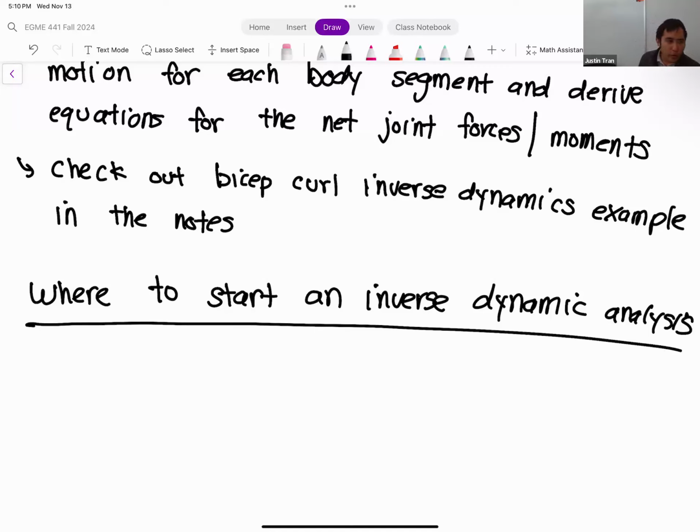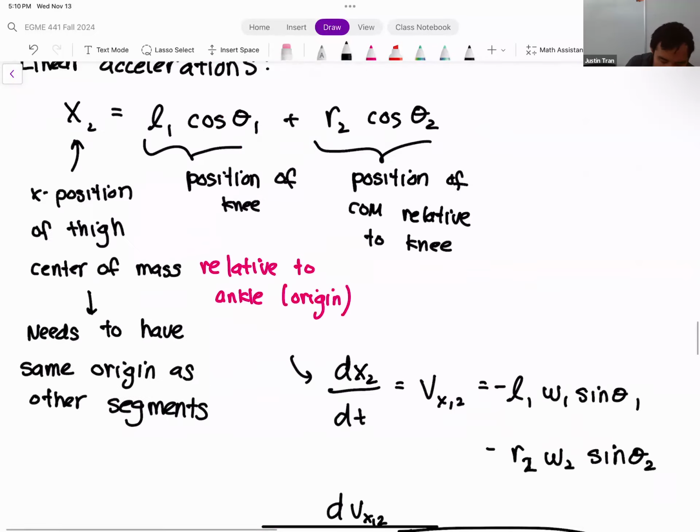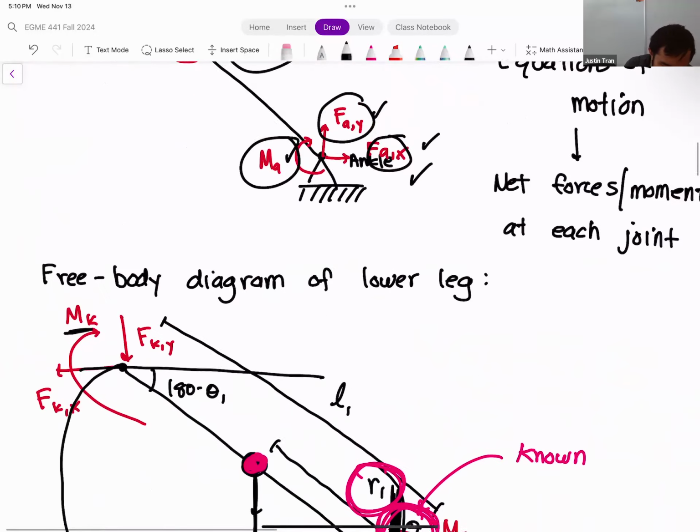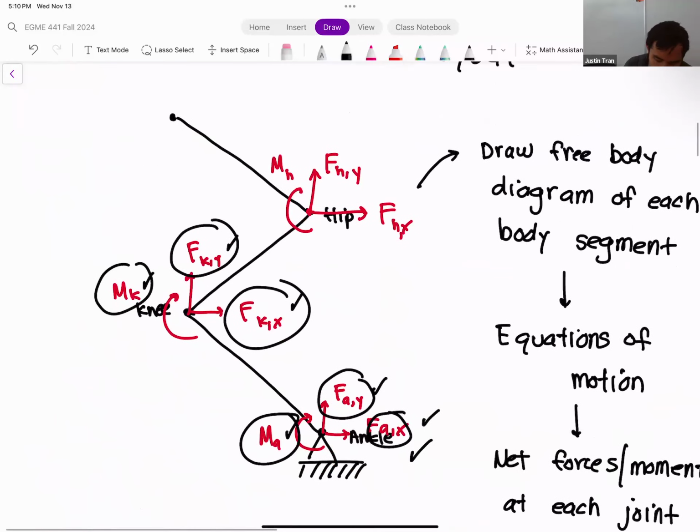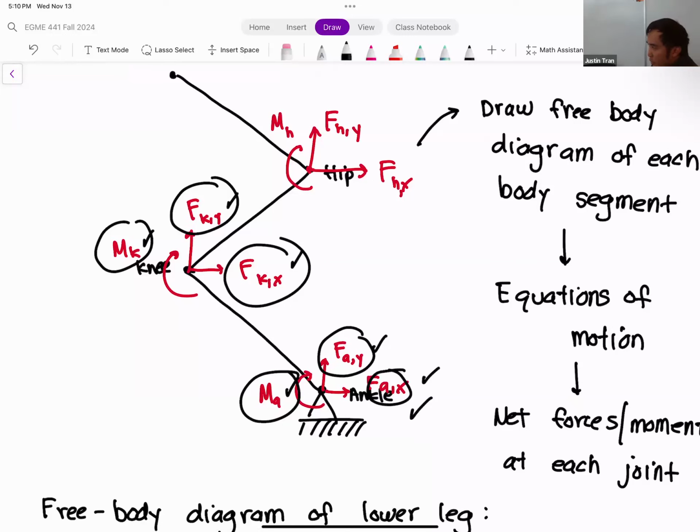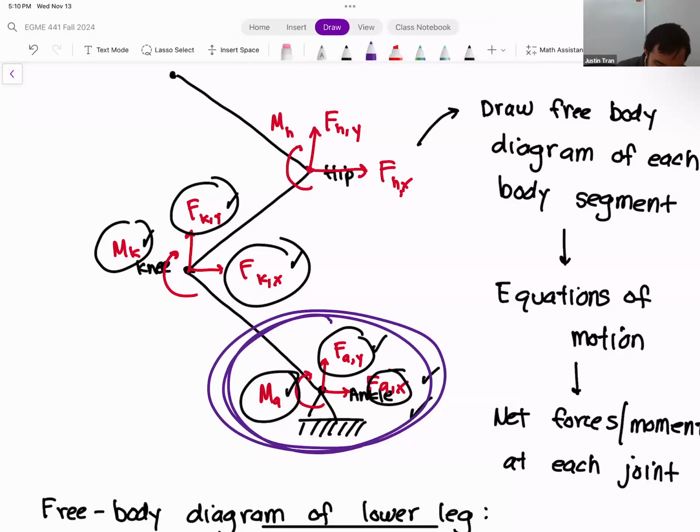So what do I mean about where to start? I'm going to scroll way back up here. Let's look at the previous example from the beginning. This was the example that we just worked through, right? So we had basically 3 body segments, 3 joints. And if you recall, we started this analysis from the bottom. We started at the foot.